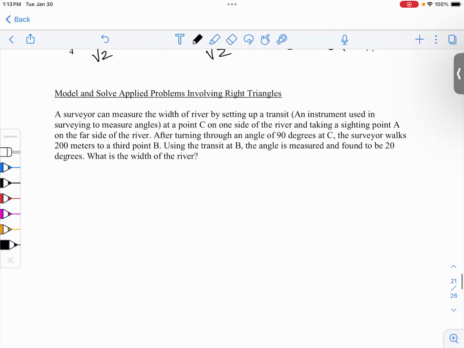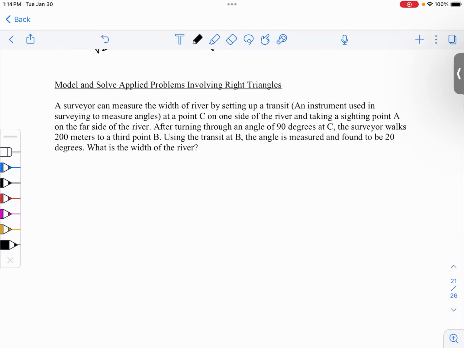All right. Okay, so let's look at an example. Trig is not just wonderful, beautiful mathematical theory. It is actually solid physical application of scenarios. A surveyor can measure the width of a river by setting up a transit, an instrument that measures angles, at a point C on one side of a river, and then taking a sighting on A, the far side of the river, right?